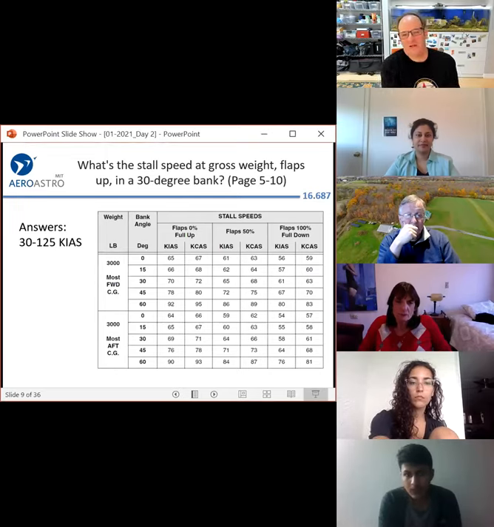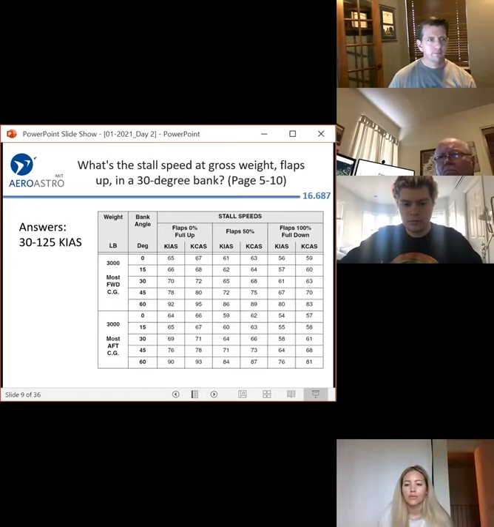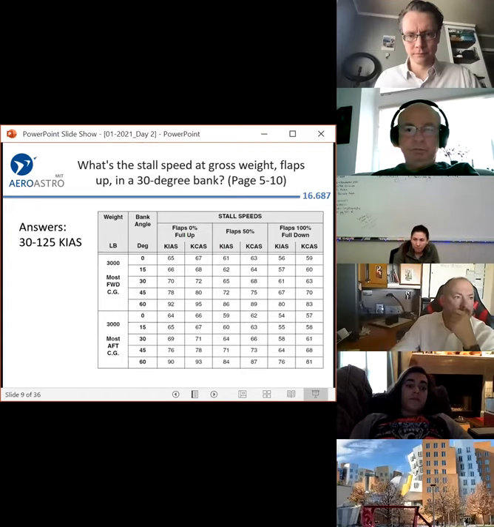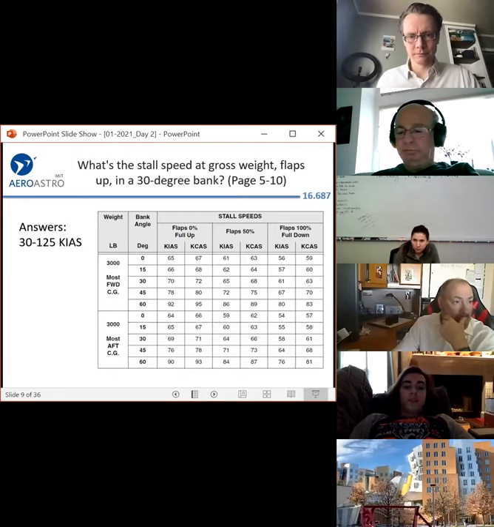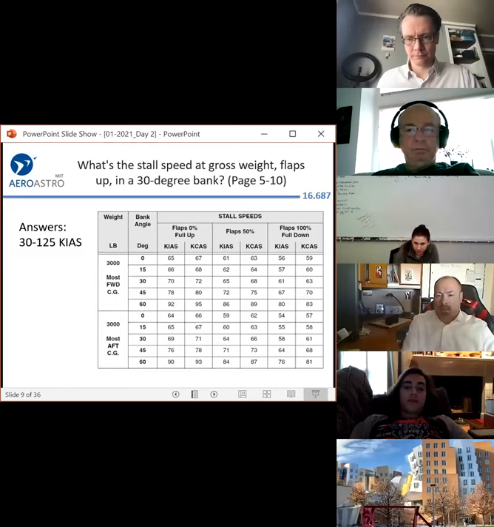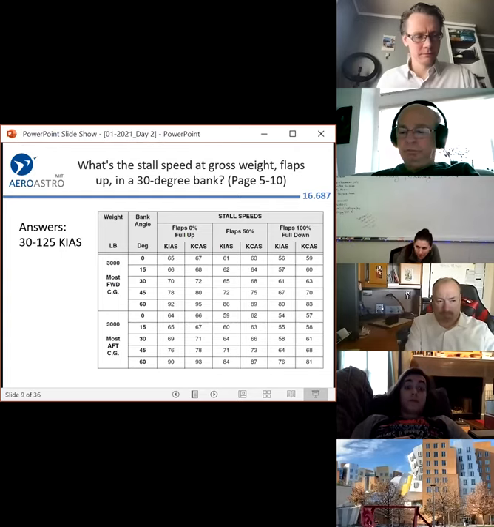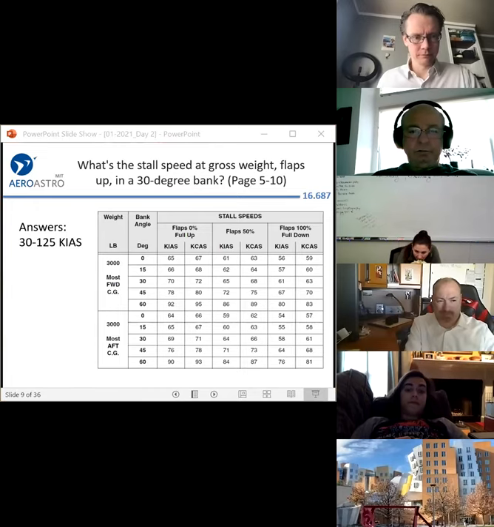I think in Tina's talk, we talked about how when your CG is aft, the airplane does everything better except stability. It becomes a little bit less stable, which might make it a little bit harder to fly if you're not on the autopilot, which of course in the Cirrus you always are. So you can see here, if you have a 30 degree bank and you're at gross weight, you can go a little bit slower without stalling if you have aft CG.